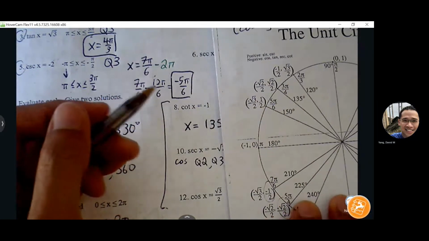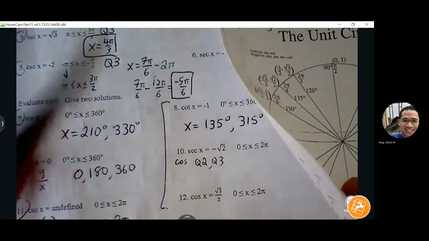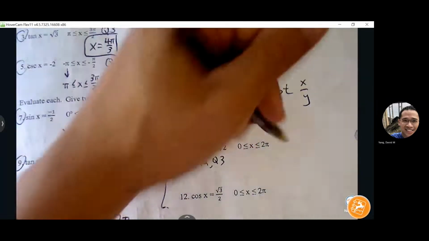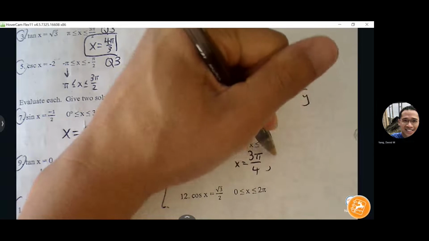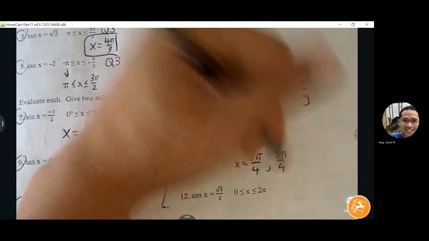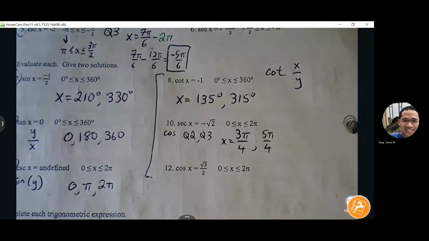So it'll be 5π/4 and 3π/4. Any questions with that?